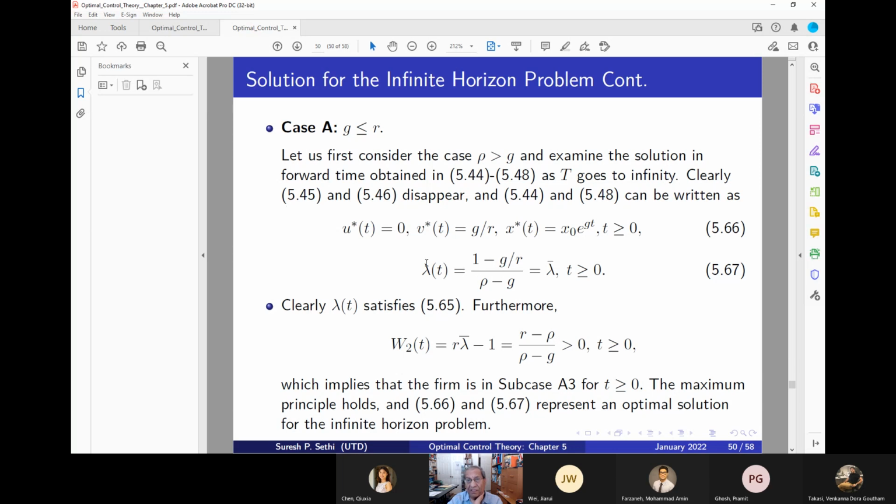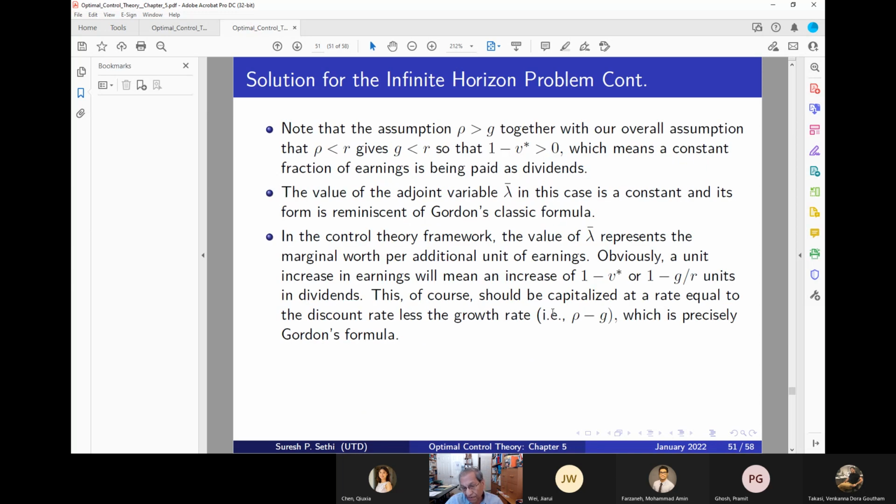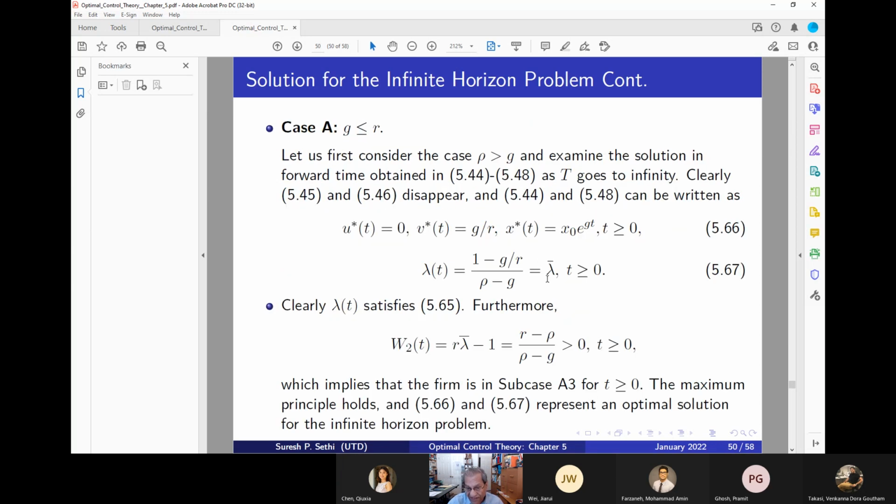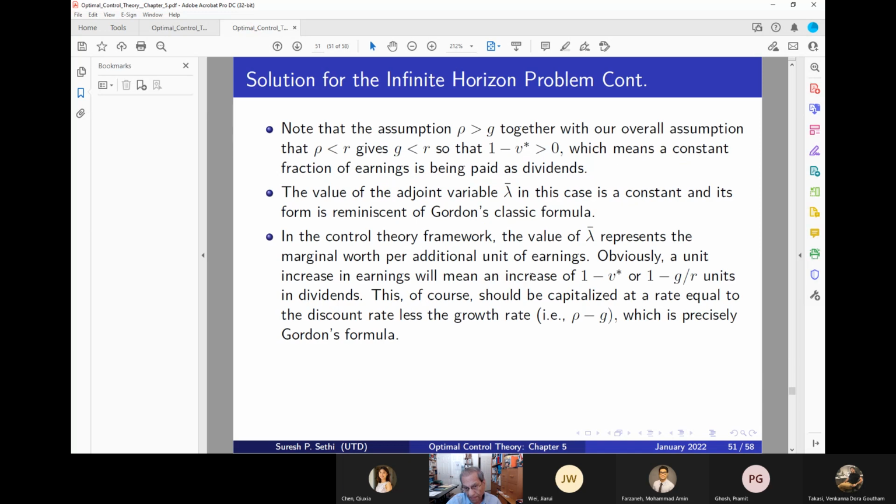That means the value of the stock is the present value of the dividend it earns from here to infinity. That was Gordon's formula. Gordon's formula was basically that you sum a geometric series which is growing at rate G. If you sum a geometric series growing at rate G and being discounted at rate rho, then instead of 1 minus rho, you will have rho minus G.